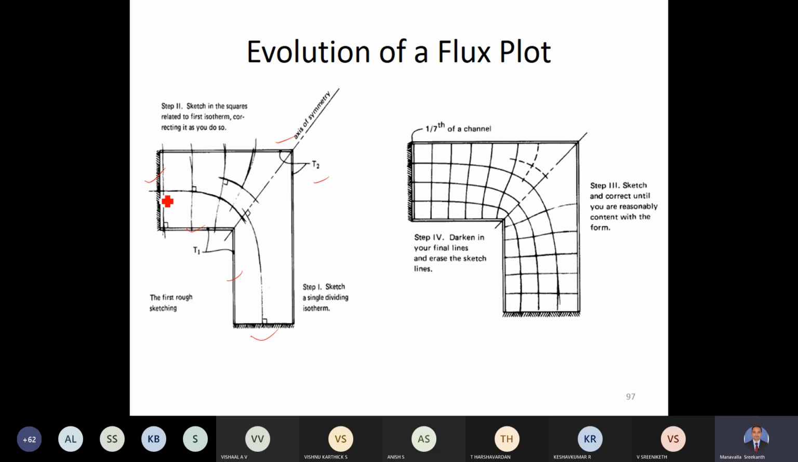Then you will have to draw the adiabatic lines in such a way that this perpendicularity is maintained. So you will have to first draw a trial one, then erase some lines and draw the final one and so on. So ultimately, with a lot of trial and error and repetitions, you will get this kind of a flux plot.